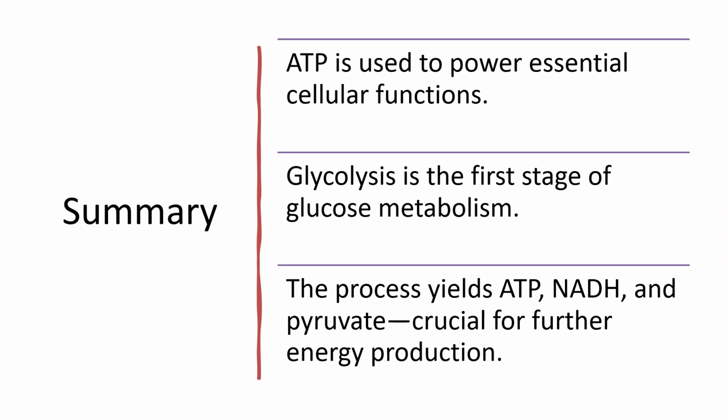To recap, ATP powers life at the cellular level. Glycolysis is the first step of extracting energy from glucose. It produces ATP, NADH, and pyruvate, regardless of whether oxygen is available. Because it's anaerobic and occurs in the cytoplasm, glycolysis is one of the most ancient and widespread metabolic pathways. That tells us something about how fundamental it is to life.